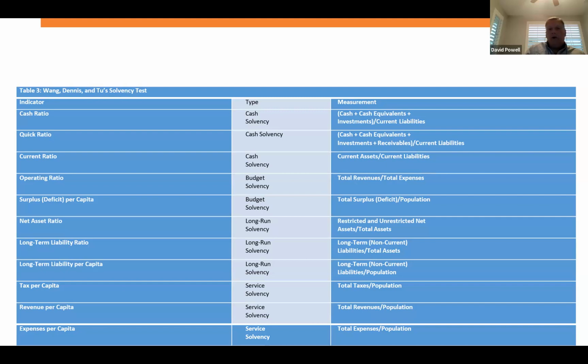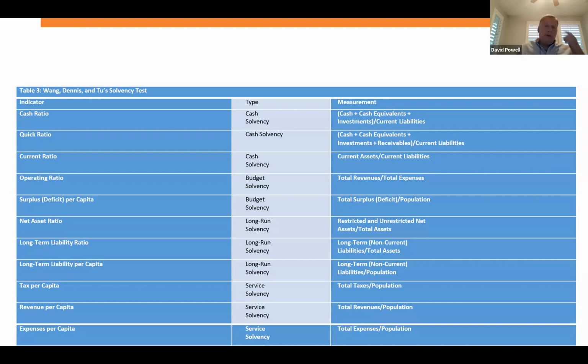Long-term liability ratio, long-term non-current liabilities, so liabilities that are more than 1 year in maturity, divided by your total assets. Long-term liability per capita, so your long-term non-current liabilities divided by your population. The long-term liabilities you're going to get from your financial section, your population you're going to get from the statistical section. Tax per capita, total taxes divided by population. Revenue per capita, total revenue divided by population. Expenses per capita, total expenses divided by population. So again, these are just additional indicators of a city's fiscal solvency.